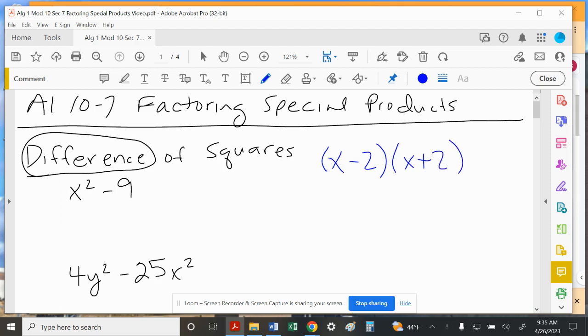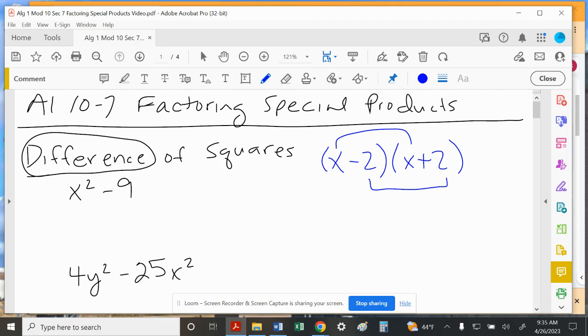We could still FOIL those, but remember that if the only difference is the plus or the minus, then all we have to do is multiply the first terms and the last terms. We don't have to worry about the middle terms because they cancel. So now we're going the opposite way. So now we have x squared minus 9.